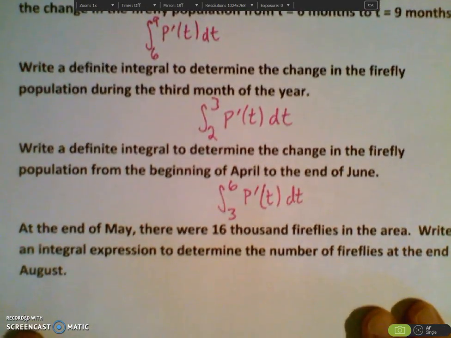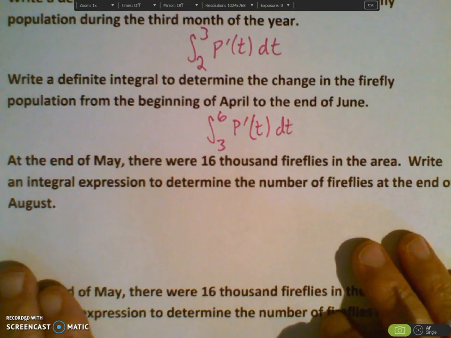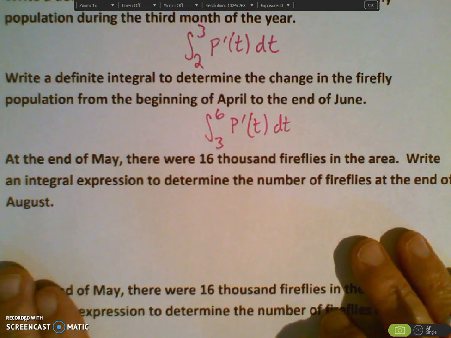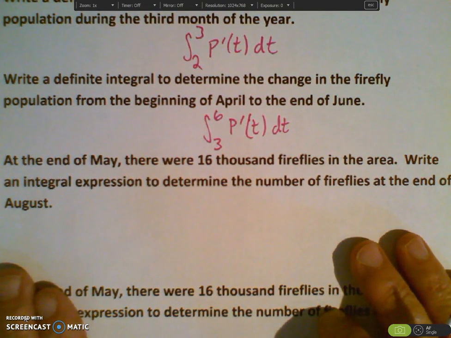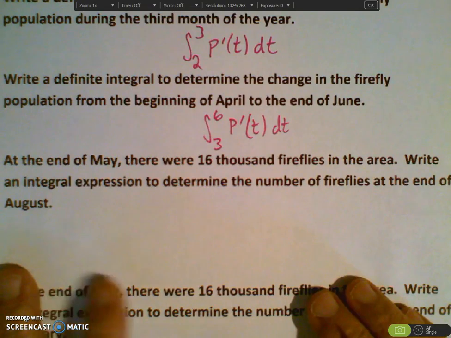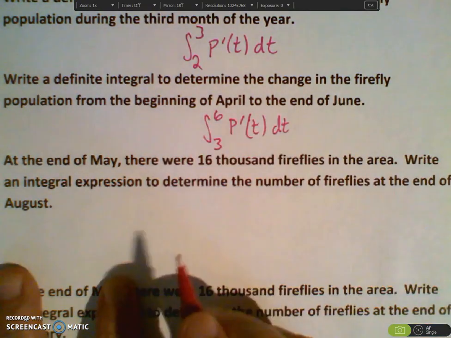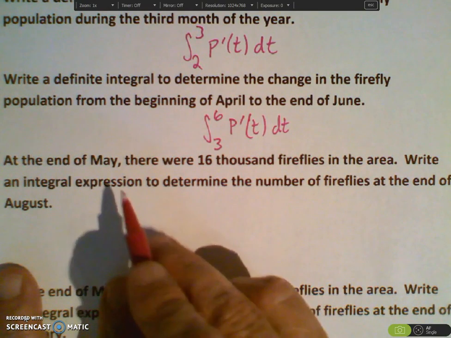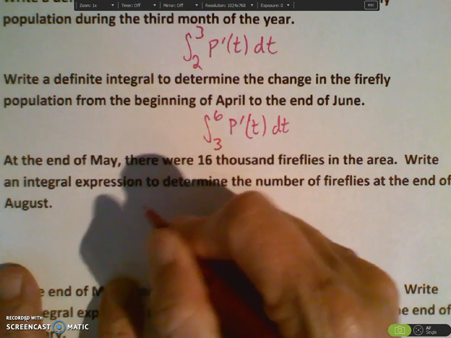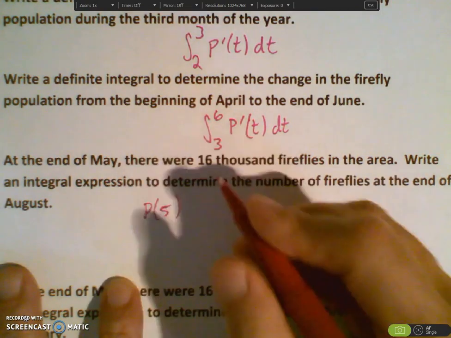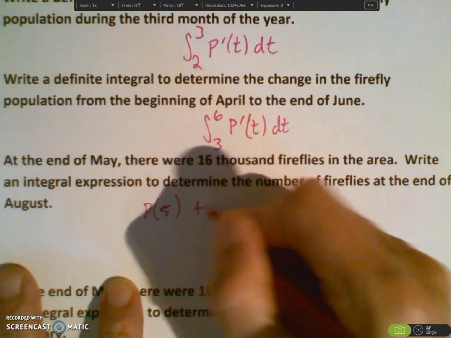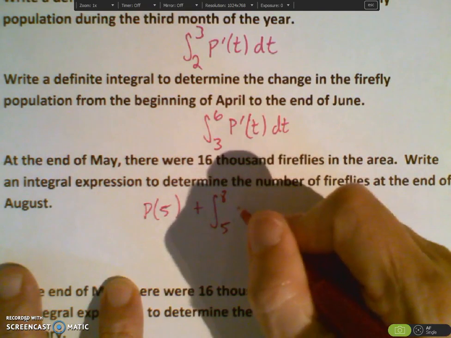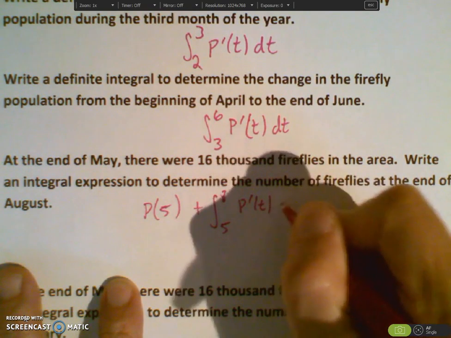Okay, let's see. Here's a little twist. At the end of May, there were 16,000 fireflies in the area. Write an integral expression to determine the number of fireflies at the end of August. So this is a problem where we have this initial population of 16,000 fireflies, and then we're going to add the change in the population going from May to August. So in other words, I'm starting with the population at the 5th month, and I'm going to be adding an integral from 5 to 8 of P prime of t dt.